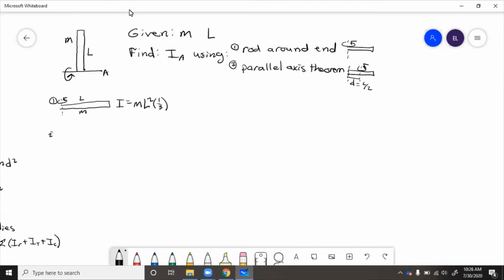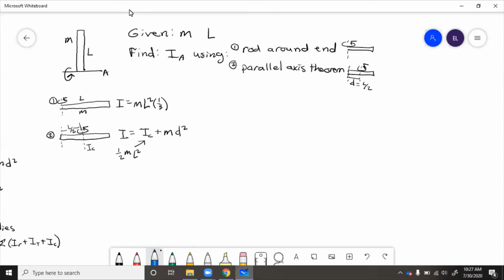For the second situation, we know that for a rod around its center, we'll have IC, and then this is the axis. So we need this distance, which is L over 2. And we have to add those two moment of inertias together. So I equals that IC plus mass times distance squared.